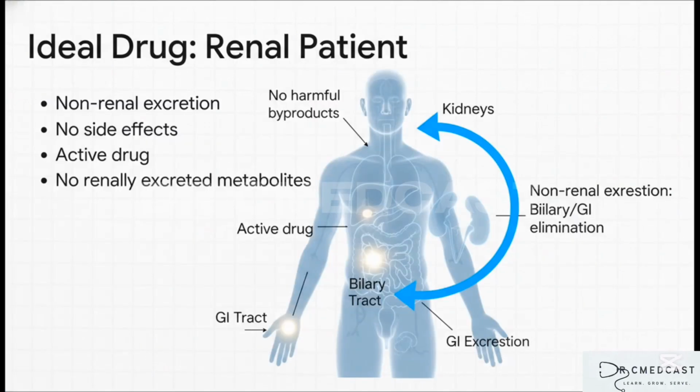To really get a handle on this, it helps to imagine what the perfect drug would look like for someone with kidney disease. It would be a drug that, as you can see here, completely sidesteps the kidneys. It wouldn't be excreted by them, and it wouldn't have any byproducts or metabolites that could build up. But here's the thing. Most drugs are designed to be water-soluble so the kidneys can get rid of them. So a drug this perfect? It's pretty much a unicorn.